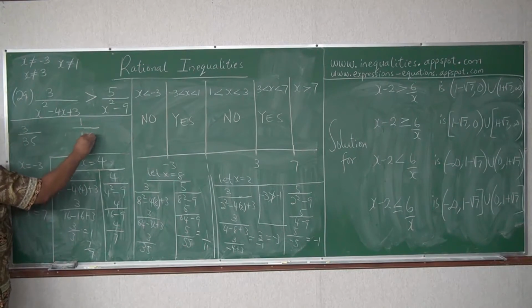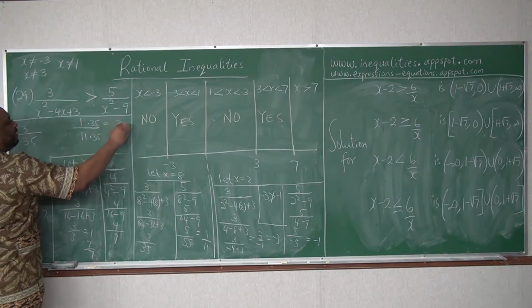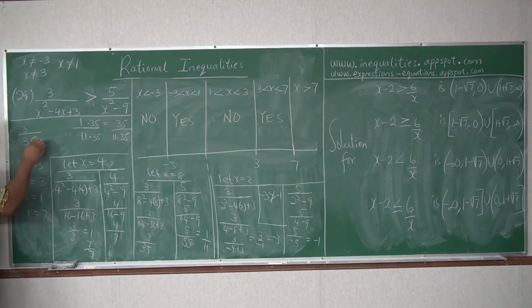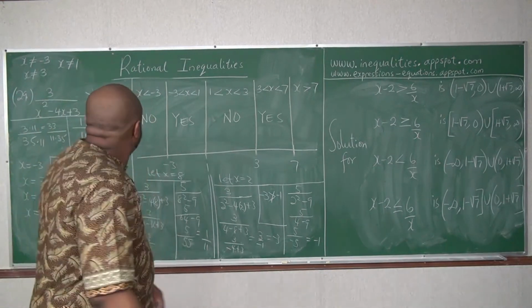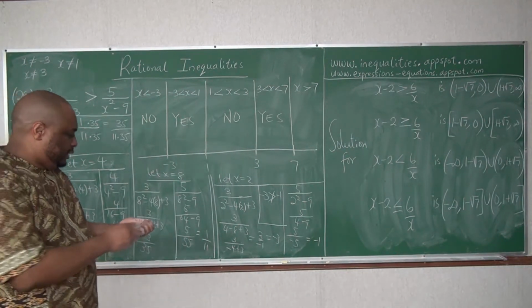So I'm going to multiply this times 35, and this is times 11. And this is 33 over 11 times 35. So 33 and 35. Do you guys see what I did? You don't need a calculator to come and start doing decimal stuff now. So 33 is not greater than 35. Okay? 33 is less than 35. So this is no.